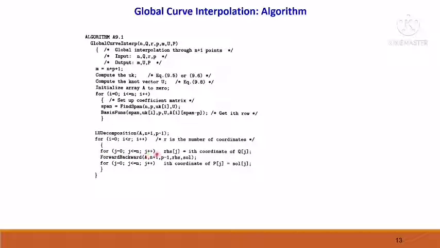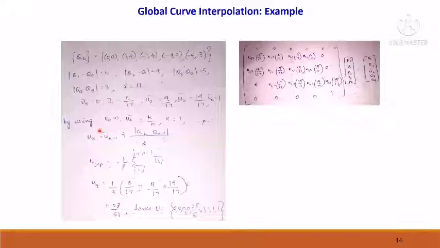Another for loop, we will iterate through it. We will get the RHS of j, which is the ith coordinate of qj. And we will use this function called forward backward, which has these five parameters. After this function, we will again iterate through a for loop which gives the ith coordinate of pj, and we will get the solution from this. So this is the global curve interpolation algorithm.